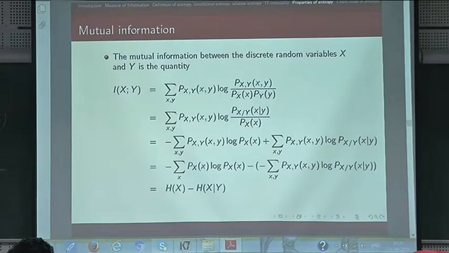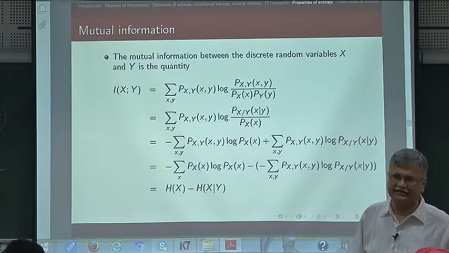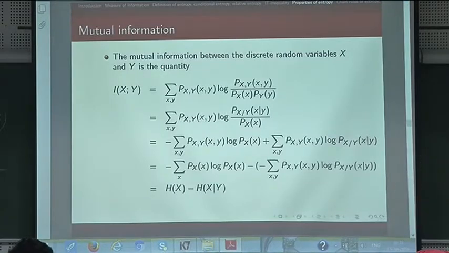Now I am introducing this very, very important concept. In fact, especially from the communication point of view, mutual information carries a very, very special place, and I will come to why it carries a very special place. Before that, let me tell you what is the quantity that is defined as mutual information. So the mutual information between the discrete random variables x and y is this quantity.